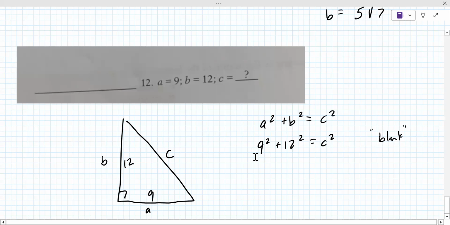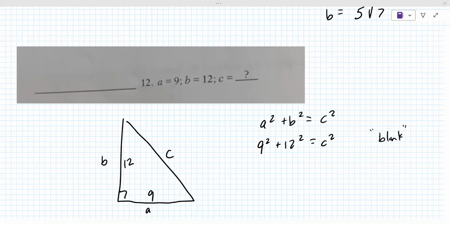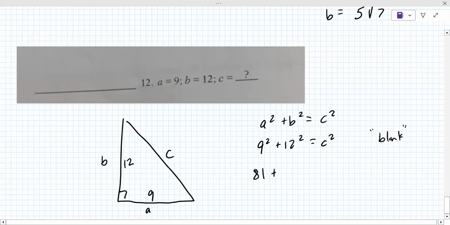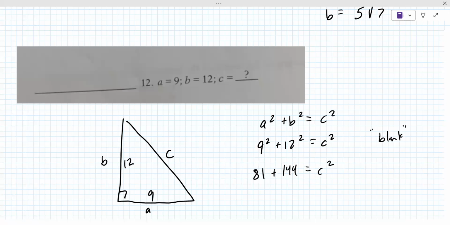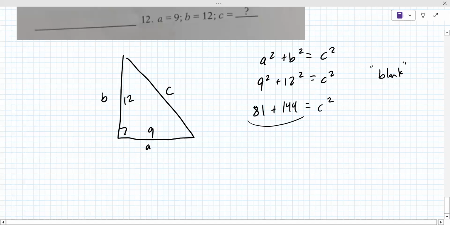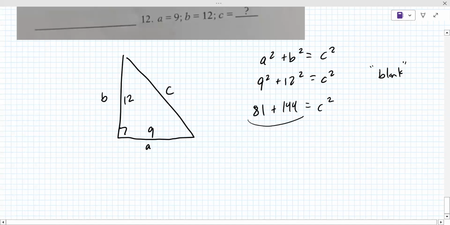All right, so you're going to go to your calculator. You're going to square 9. You're going to square 12. 9 squared is 81. 81 plus 144. Good. And then equals C squared. Yeah, so add them together now. Add those two numbers.